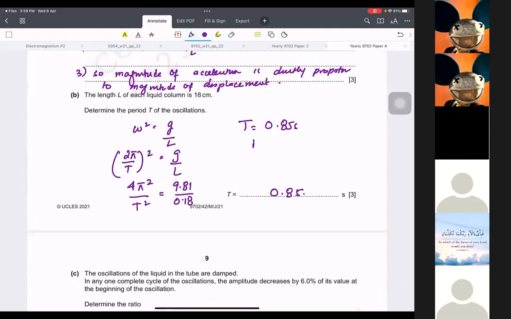So this comes to 4 pi square times 0.18 divided by 9.81 equals T square, under root.